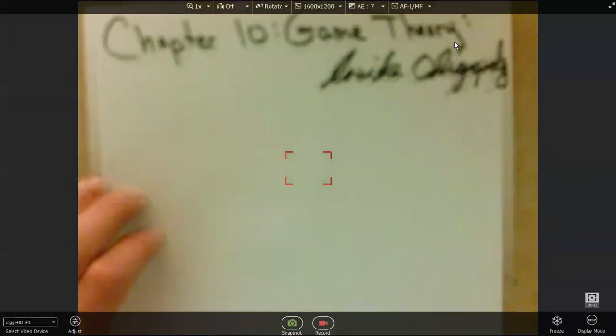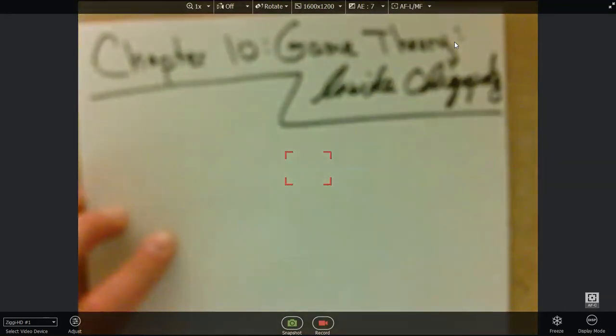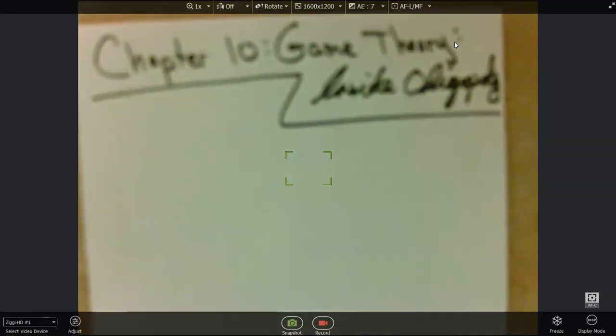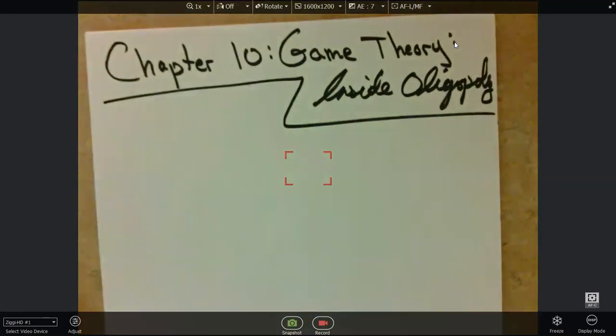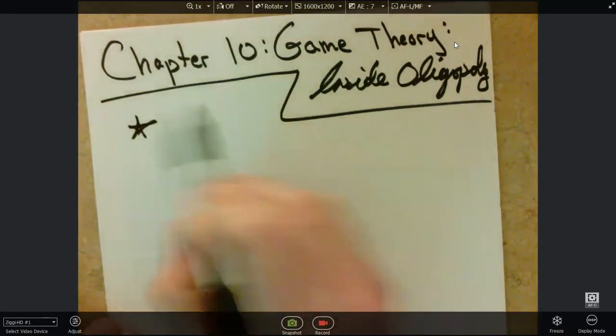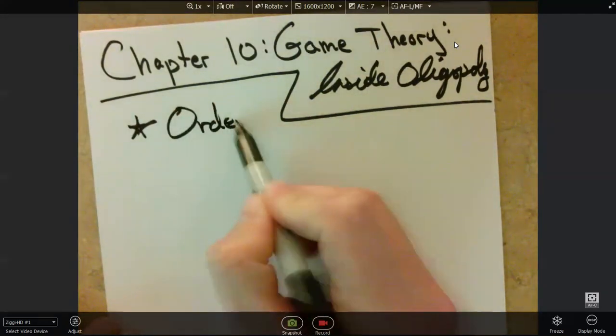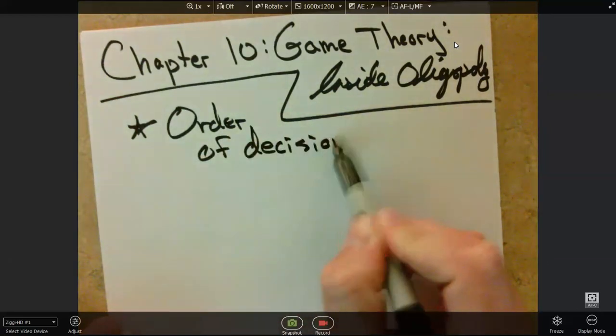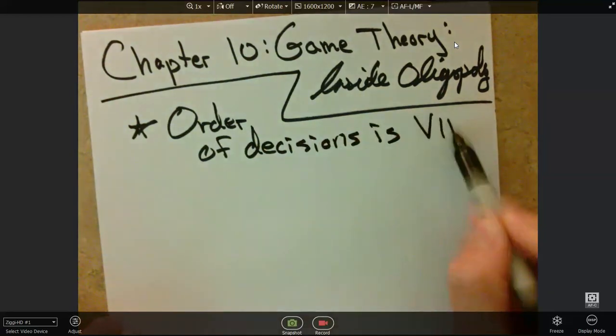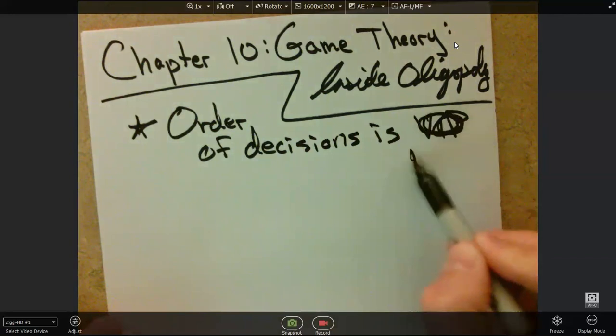All right, so chapter 10, game theory. We're going to be delving into more of the nitty gritty. Before, we learned the undergrad version of game theory, and now we're going to take it to that graduate level, right? So the first thing we have to remember in terms of game theory is that the order of decisions is very important.